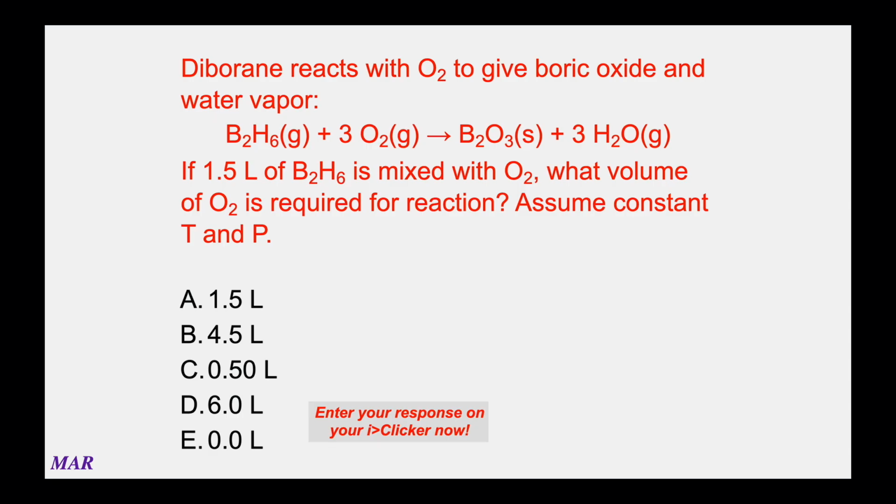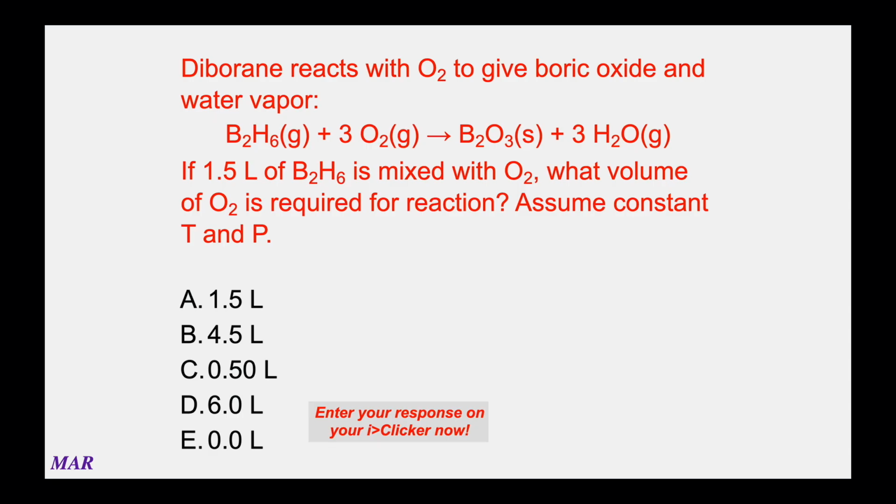Diborane, which is B2H6, reacts with oxygen to give boric oxide, B2O3, and some water. If 1.5 liters of diborane is mixed with oxygen, what volume of oxygen is required for the reaction? And assume constant temperature and pressure. See if you can solve this problem on your own by pausing the video, working on it, and when you're ready, you can unpause the video. Pause the video now.